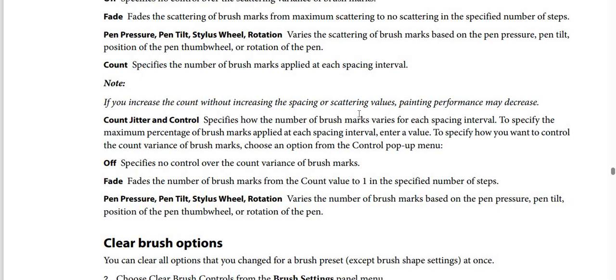And what's the meaning of fade again? Fade fades the number of brush marks from the count value to 1 in the specified number of steps. And what's the meaning of pen pressure, pen tilt, and stylus wheel rotation? It varies the number of brush marks based on the pen pressure and pen tilt, the position of the pen thumb wheel, or the rotation of the pen.